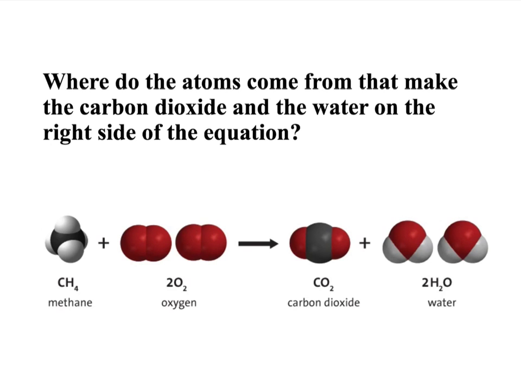Where do the atoms come from that make the carbon dioxide and the water on the right side of the equation? Well, the atoms in the products come from the atoms in the reactants. In a chemical reaction, bonds between atoms in the reactants are broken, and the atoms rearrange and form new bonds to make the products.